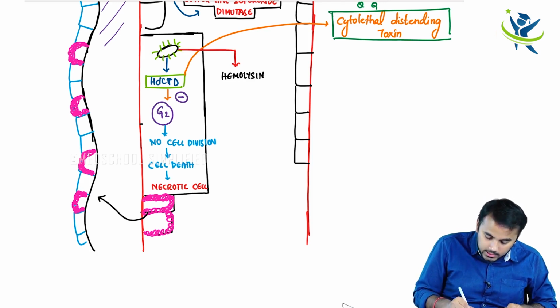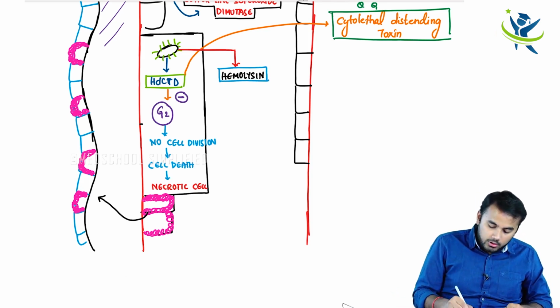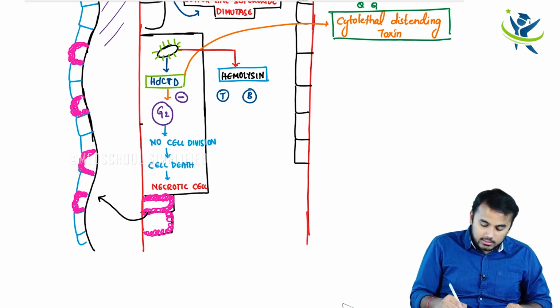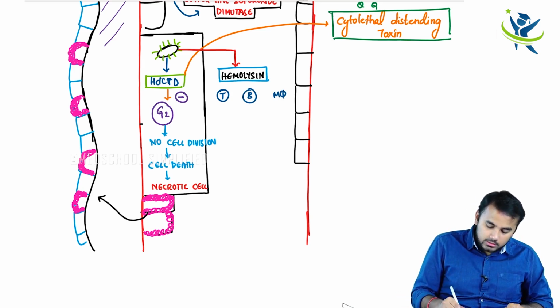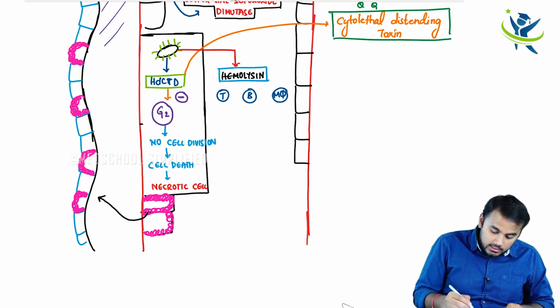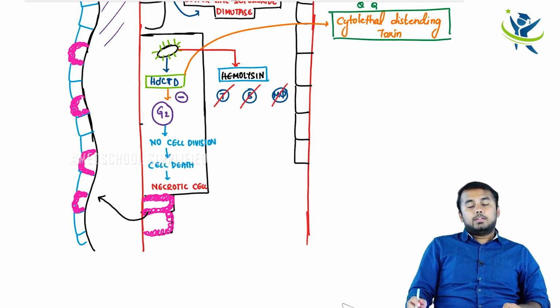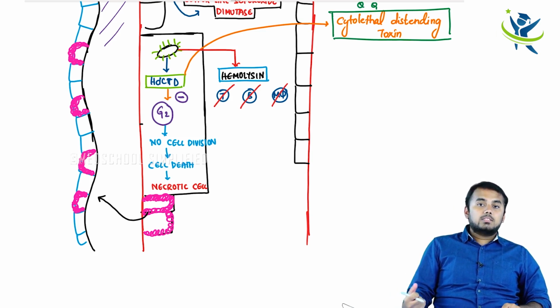That toxin is named hemolysin. Do you know what hemolysin does? Within your blood vessel, you have T lymphocytes, B lymphocytes, and what else? You have macrophages. So this hemolysin is going to break down your T lymphocytes, B lymphocytes and macrophages. When it breaks down your T, B and macrophages, your immune capacity is lost.